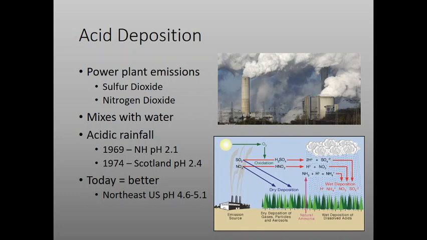So in the 60s and 70s, we saw that this was mainly a problem in the Northeast and in Northern Europe also. Scotland had some problems with this. Today, it's a little bit better. The northeastern U.S. has pH of rainfall ranging from 4.6 to 5.1, and that's not as acidic, but in some ways, a lot of the damage has already been done.